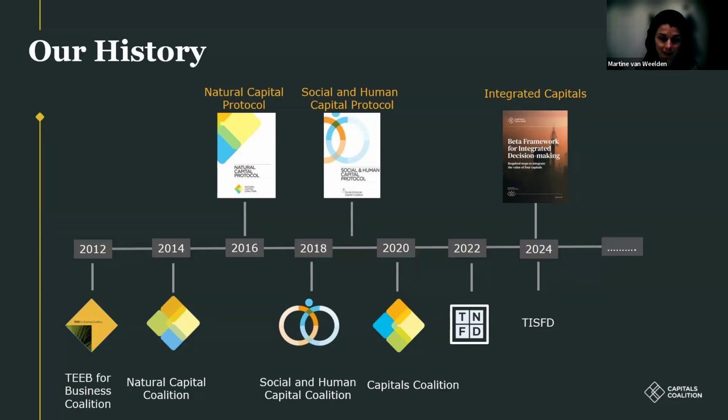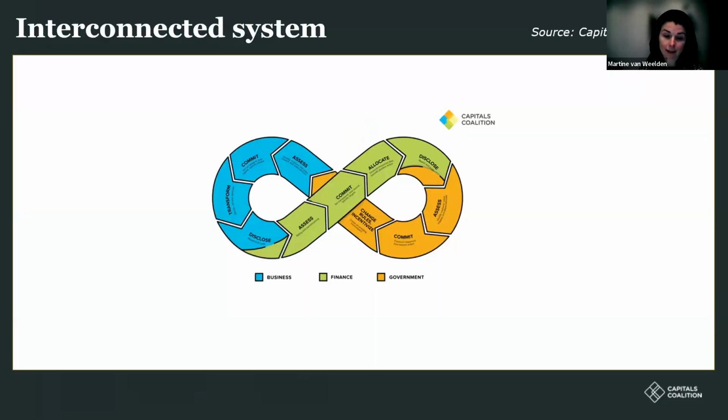And now we're working on this integrated capitals framework to look at all the capitals. And really, as much as the capitals are interconnected, the system that we operate in is also very much interconnected. So this is what we call our transformation loop. And here you see that business, finance, and governance all need to take their part in ensuring that we transform the system. And we have this ACT-D framework: assess, commit, transform, and disclose. Each stakeholder needs to take these steps to transform the system.